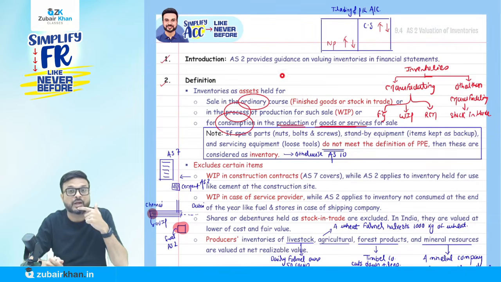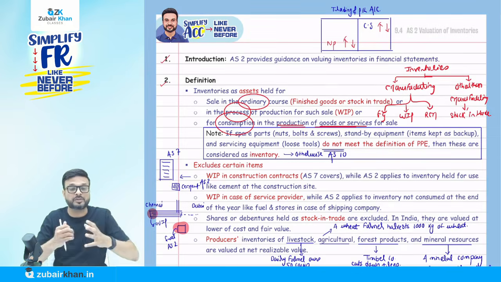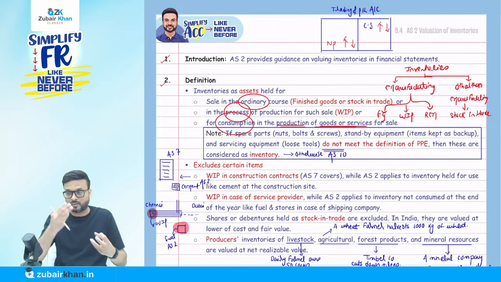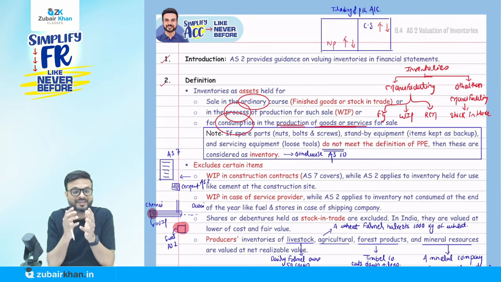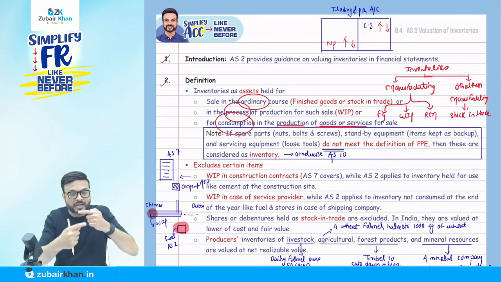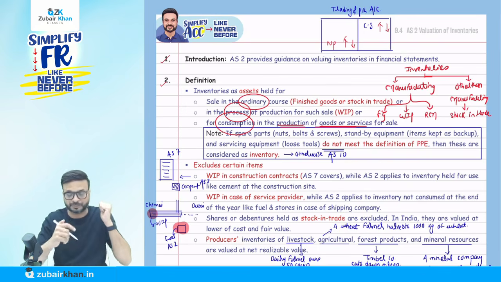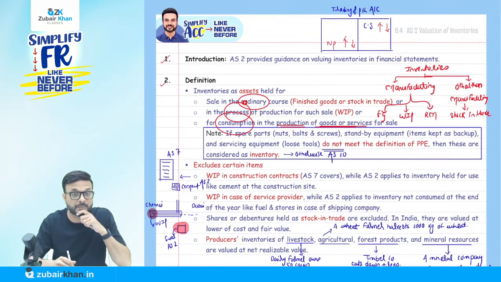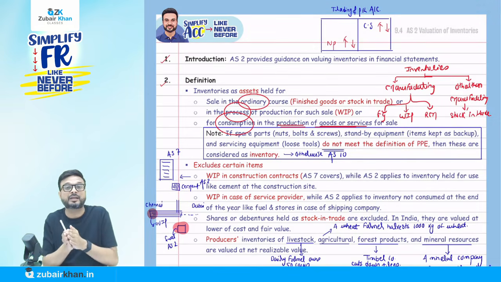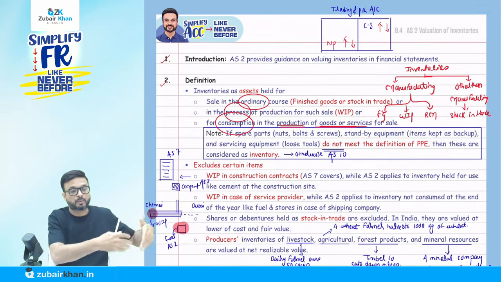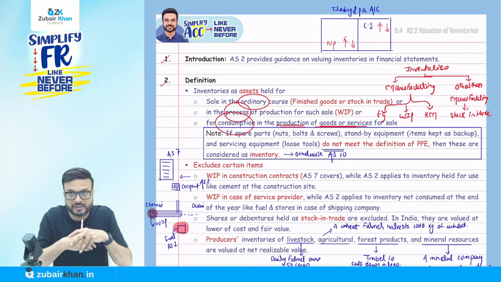Inventory is an asset held for sale in the ordinary course of business. We call them finished goods, or in the process of production for sale, WIP. It means work in progress, which is not in the form of raw material and not in the form of finished goods, but in between. It is in the process that year. We are manufacturing the finished goods that year. So in the process we call them WIP, and for consumption, it means we are to use it in the production of goods or services that year.